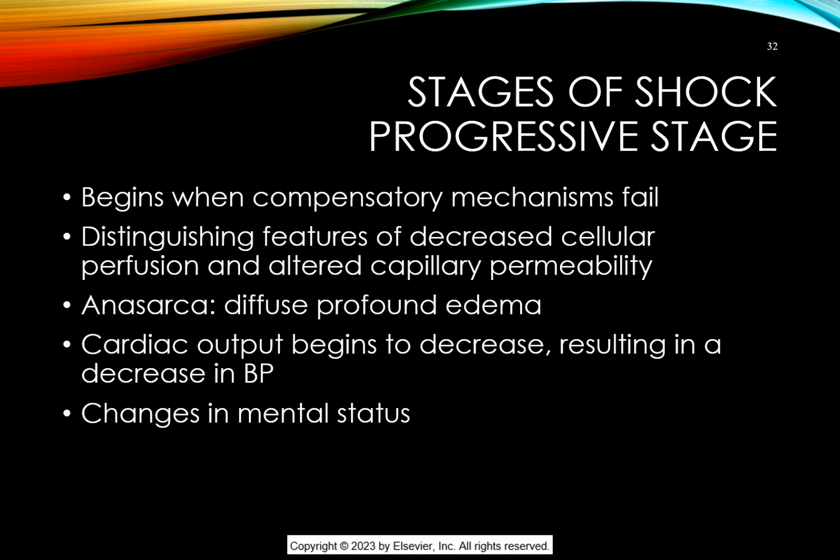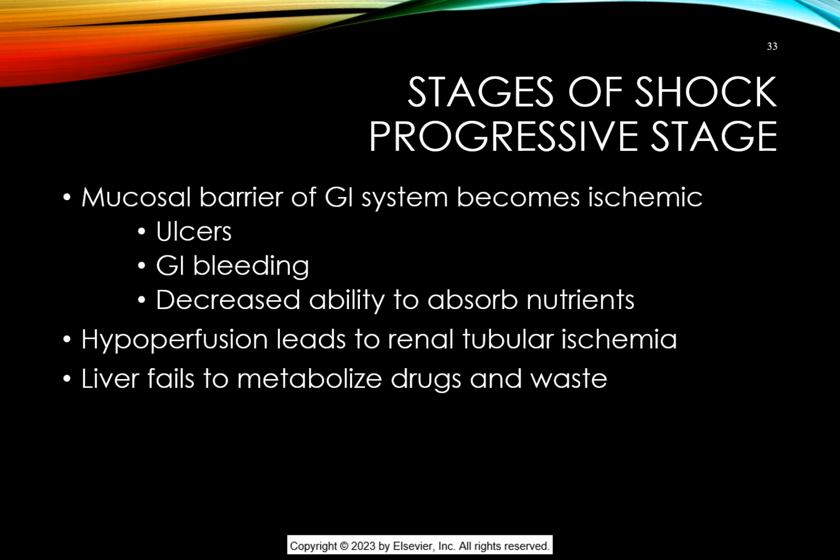Our cardiac output is decreasing even more, resulting in even more decreased blood pressure. But we're really going to focus on those mental status changes here for the progressive stage. Pay close attention to table 42.5 in your book for all the different types of shock and all the different stages and what you will see in those.